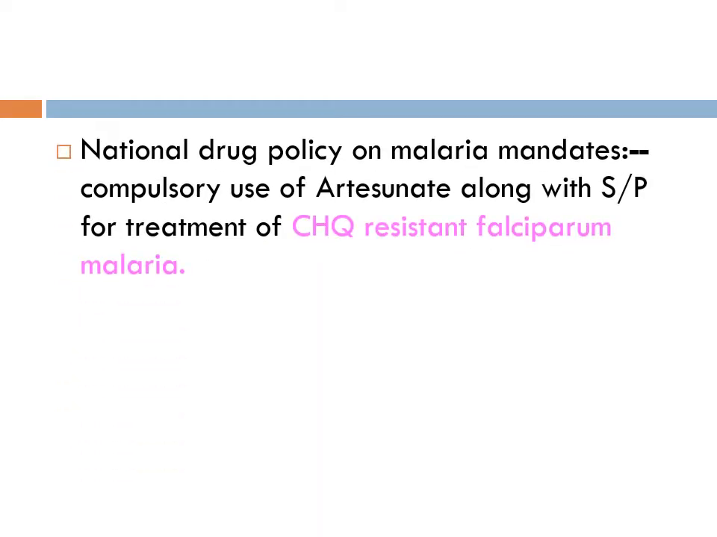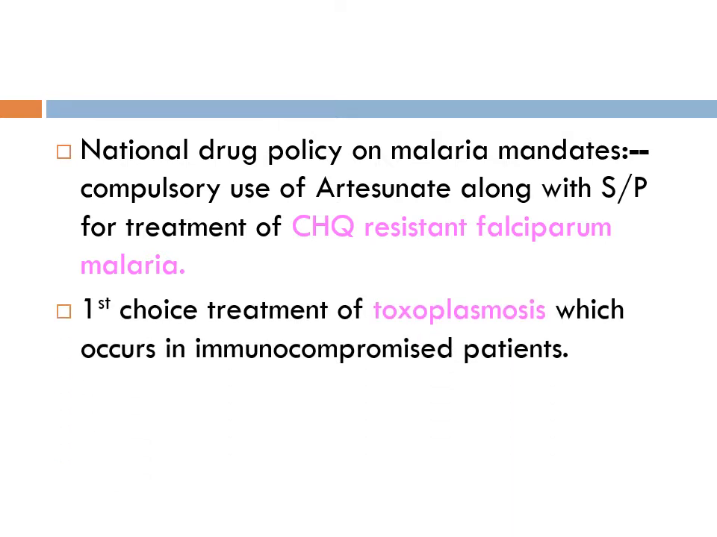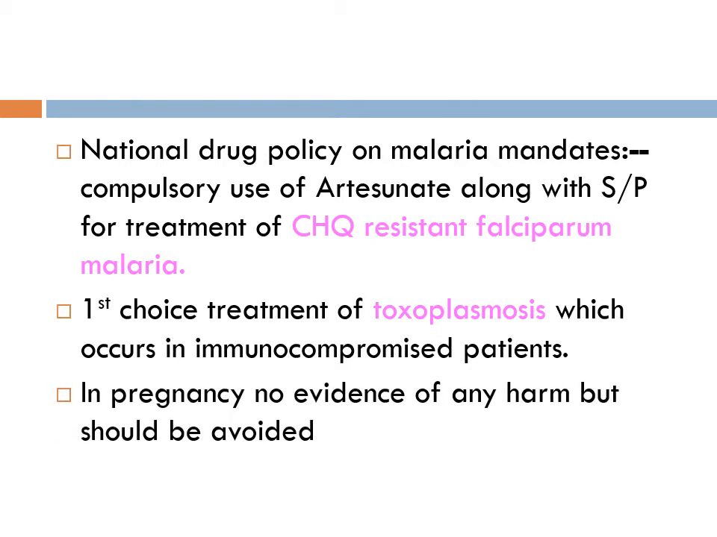National Drug Policy on Malaria mandates the compulsory use of artesunate along with sulfadoxine pyrimethamine for treatment of chloroquine resistant falciparum malaria. While it is the first choice drug for treatment of toxoplasmosis, which occurs in immunocompromised patients, and in pregnancy there is no evidence of any harm, but it should be avoided.